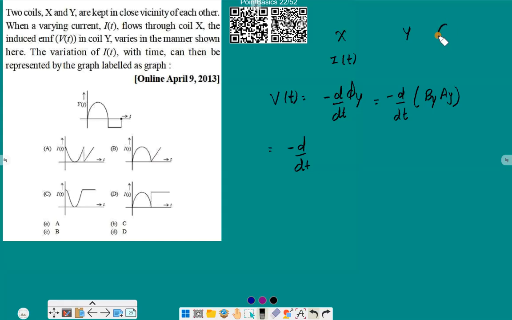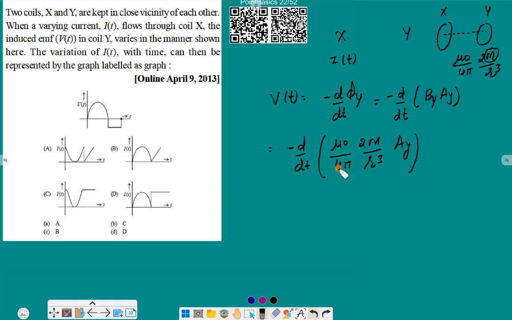Or if they are like this, suppose this is our coil X and this is coil Y, and they are coaxial, even in that case the magnetic field will be mu naught by 4 pi into 2m divided by the distance cube, that is r cube, and this magnetic dipole moment is again proportional to current. So let's take this formula. It will be mu naught by 4 pi, 2m by r cube, where r is the distance between these two coils, into the area of coil Y.